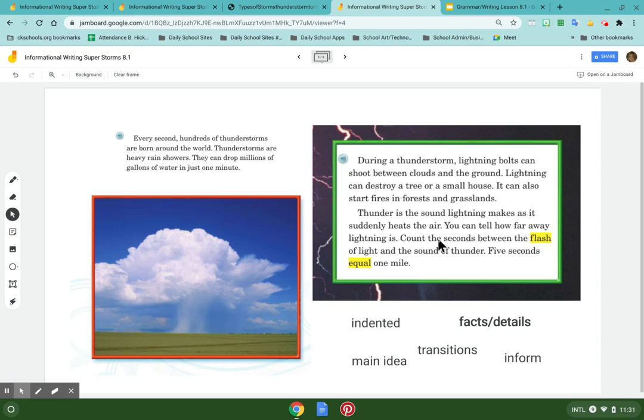Then this one, thunder is the sound lightning makes as it suddenly heats the air. You can tell how far away lightning is. Count the seconds between the flash of light and the sound of thunder. 5 seconds equal 1 mile. So this is all about thunder. This is all about lightning. And thunderstorms have rain, lightning, and thunder. Do you see how it works?